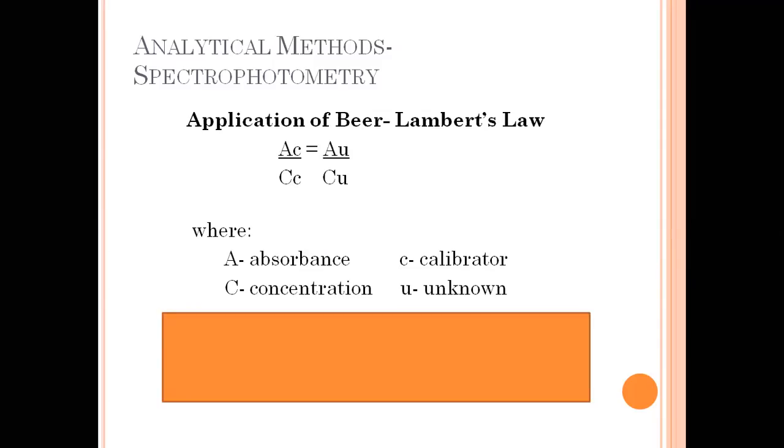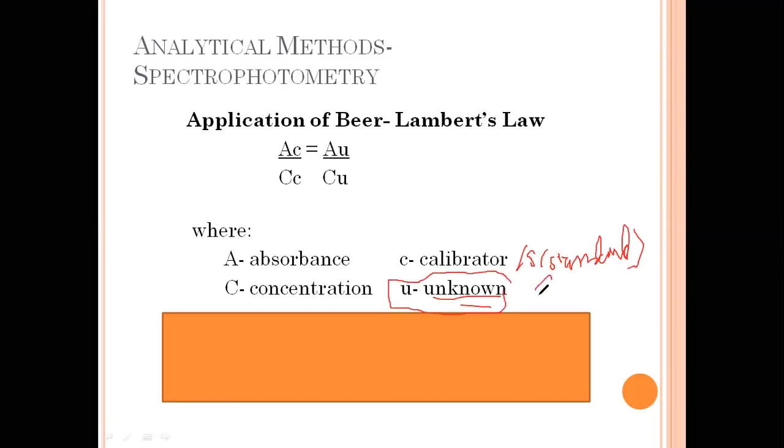A stands for absorbance. And take note, class, that absorbance is also known as OD or optical density. Whereas C stands for concentration. Small letter c stands for calibrator. However, most of the time, instead of a small letter c, we use S, and this stands for the standard solution. And the U is the unknown. This is always what we are looking for.